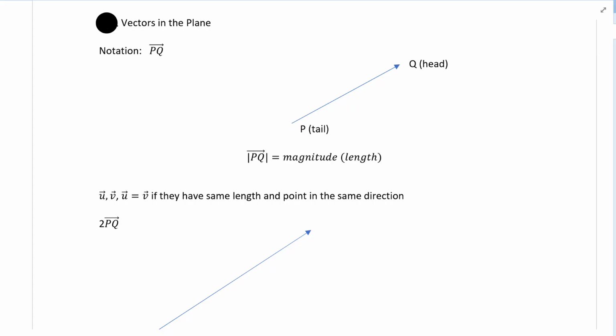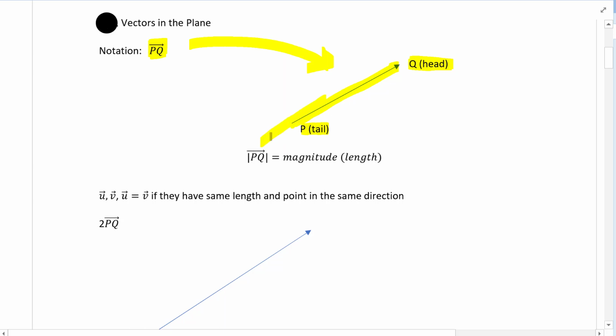In this video, we'll talk about vectors in the plane. So a vector looks like the graph that I have here. Its notation is PQ with an arrow on top. It starts at P and it ends at Q. P is called the tail, Q is called the head.